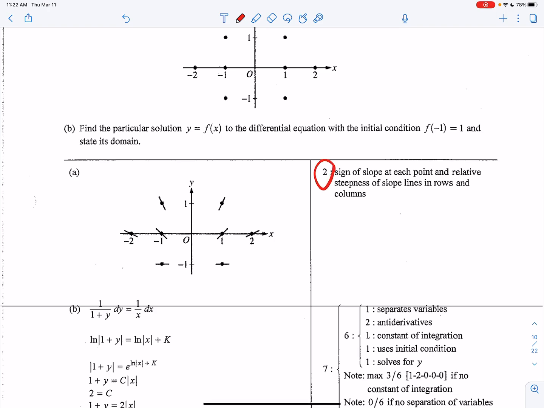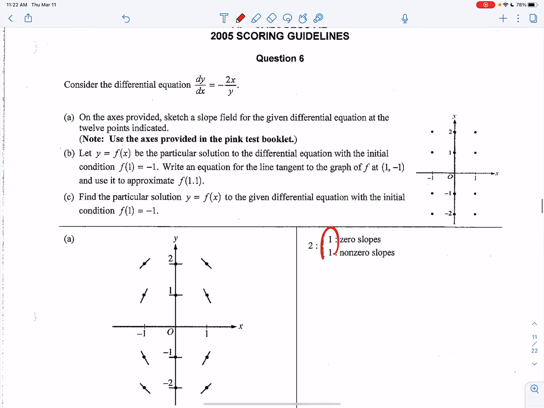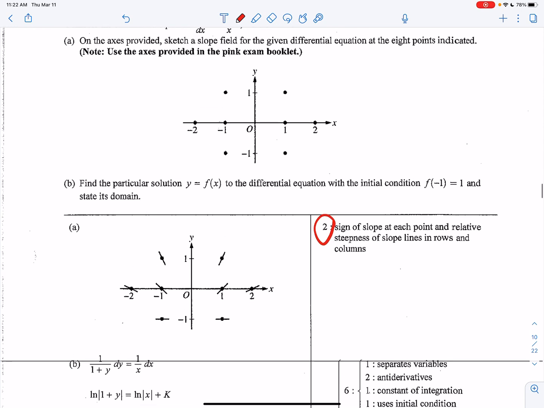Every scoring guideline is a little bit different. Like here, it was split up into 2 different points, whereas this one, well, it actually wasn't split up. It's either 2 or it's nothing. You don't get partial credit here based on the scoring guidelines. So it says you get 2 points for the sign of the slope at each point, relative steepness in rows and columns. So this is either a 2 or nothing problem. Very easy to do. There's your 2 points already.